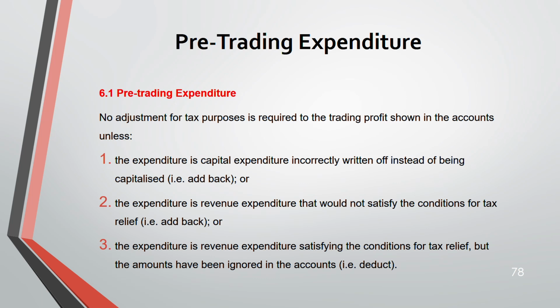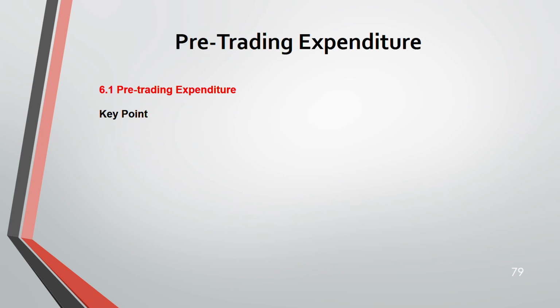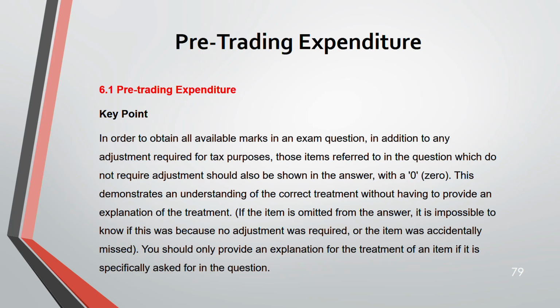Or the expenditure is a revenue expenditure that satisfied the condition for tax relief, but the amount was ignored. Now deduct. So these are some key points you need to remember in order to obtain all the marks in your exam. In addition to any adjustment required for tax purposes, those items referred to in the question which do not require any adjustment, you have to still show in your answer with a 0. You just can't ignore it.